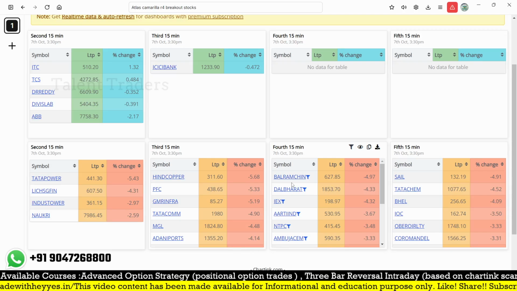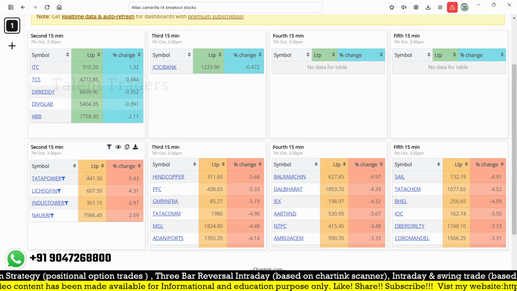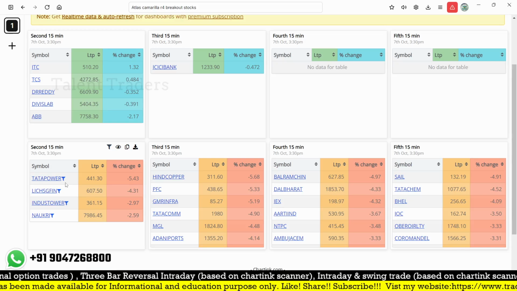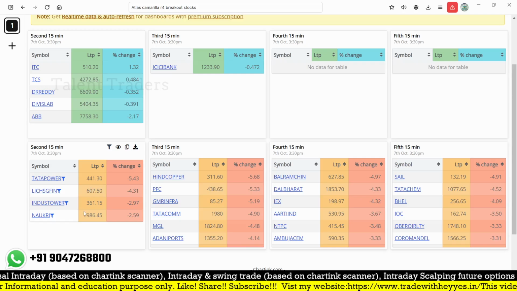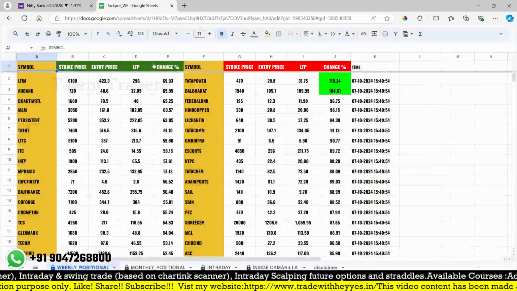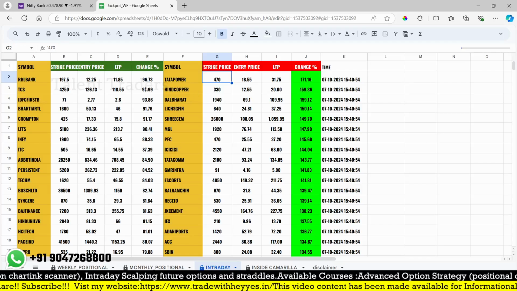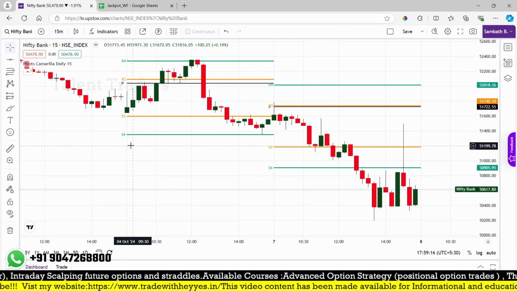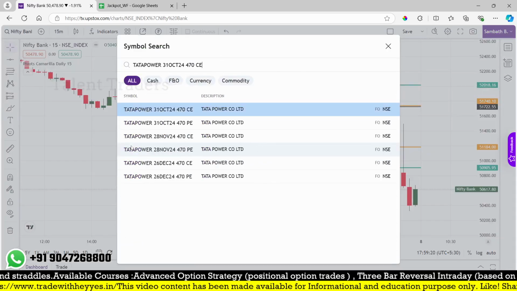For example, today I found one or two opportunities in Tata Power. I think I made a shorts video regarding this. So how do I select a strike price based on the previous close? The previous close is around 470. You can see on our Google Sheet also in intraday, it breaks 470. Let me check this in Tata Power, right? Tata Power 470 put option.